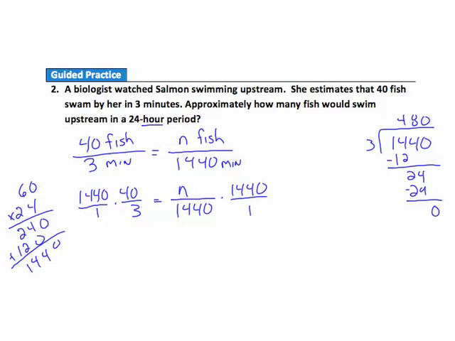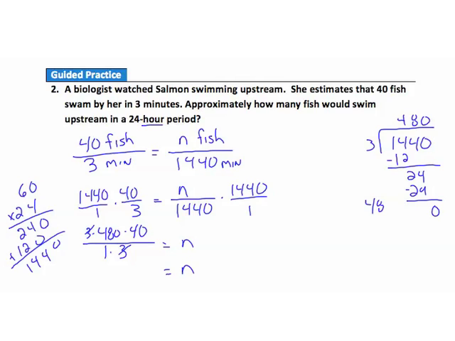So what that tells me is over here when I'm factoring, what I have then is 3 times 480 times 40 in the top, and 1 times 3 in the denominator, and on the right side. Now those 3's will divide out, and all I have to do to figure out how many fish are swimming upstream is to multiply 480 times 40. So again, we'll come over here on some scratch work.